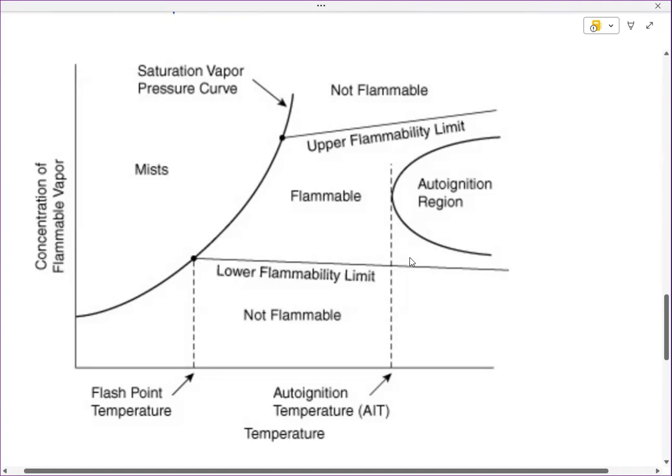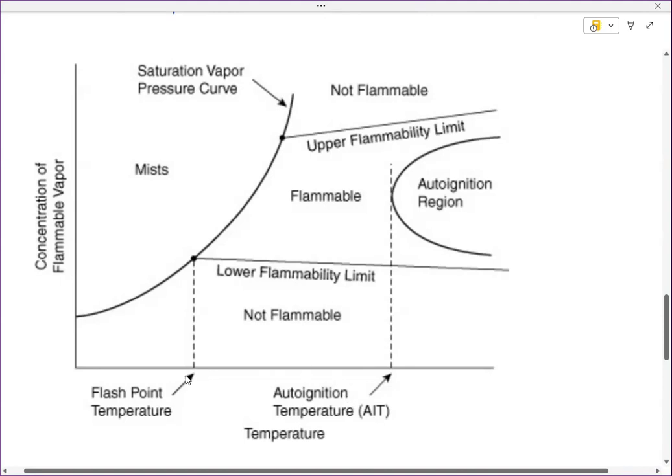Last thing I'll talk about on this plot is the autoignition region, which is particularly terrifying. Autoignition is what happens when combustion just happens by itself. And that is actually possible if the temperature is high enough and there's enough energy. So the lowest temperature at which autoignition could potentially occur is called the autoignition temperature. You might have seen this on safety data sheets or something like that. But definitely you want to make sure that you are operating your process below the autoignition temperature.